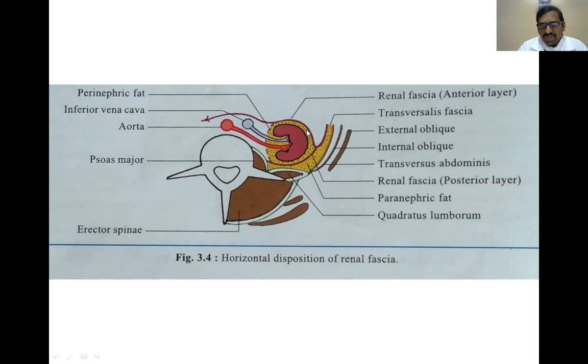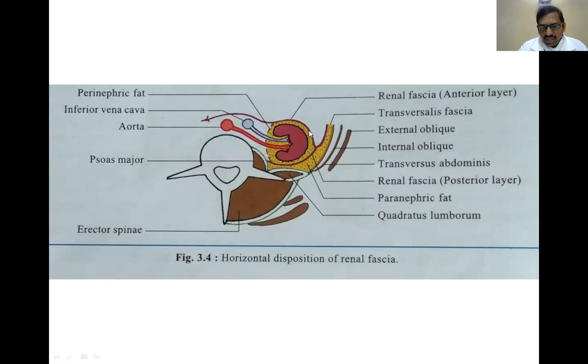Renal fascia. This is the fibrous fascia, and this is the renal fascia. This is called the false capsule. This is the true capsule. The fibrous layer is the true capsule, and the outside layer is the false capsule. That is nothing but the renal fascia, and it surrounds the kidney.